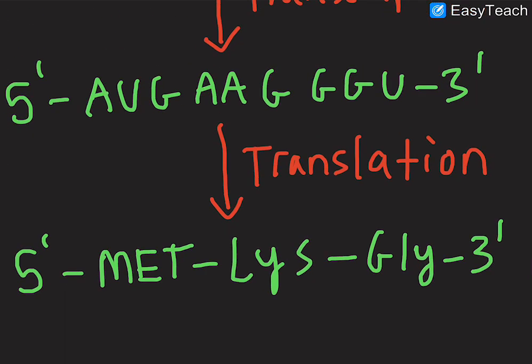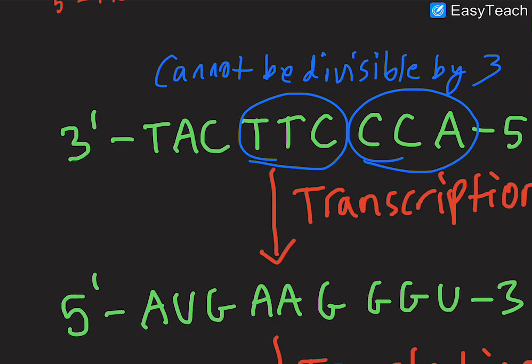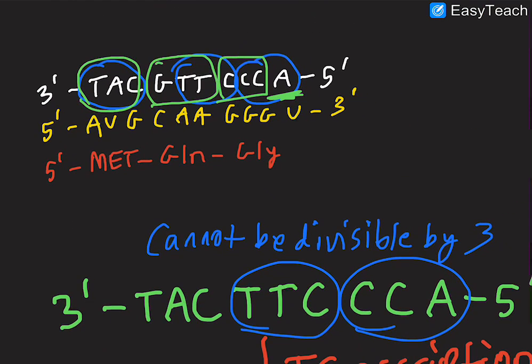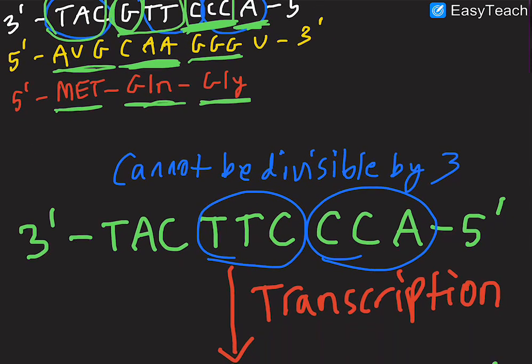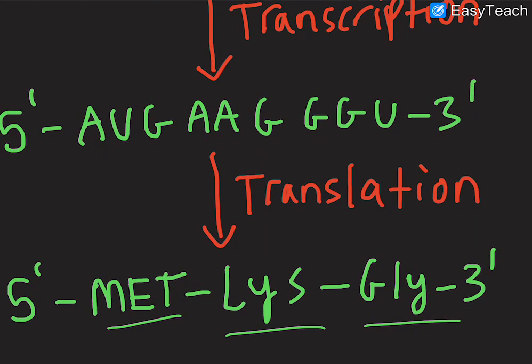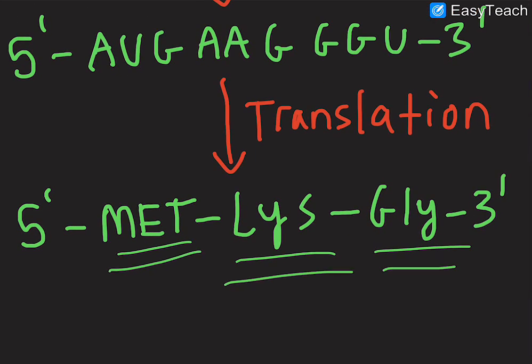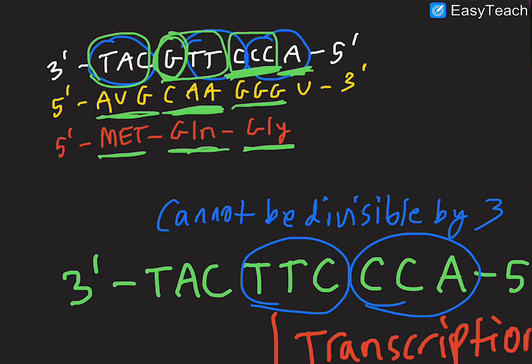Because here, what was the amino acid sequence? Methionine, lysine, and glycine. But once we added an extra nucleotide, guanine, now if you go to your codon chart, you'll see that AUG codes for methionine, CAA codes for glutamine, and then GGG codes for glycine. So just because of adding 1 nucleotide, instead of methionine, lysine, and glycine, our new amino acid sequence is methionine, glutamine, and glycine.